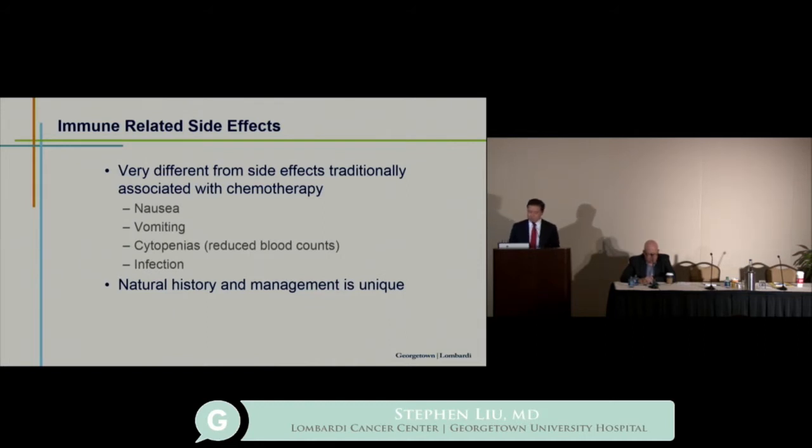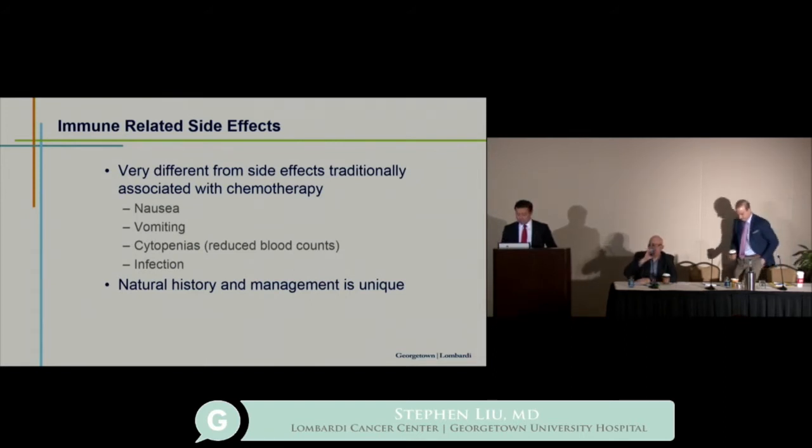In addition, the natural history is quite different. If someone develops nausea with chemotherapy, we know that while we can manage it symptomatically up front, if we wait long enough, that side effect will resolve on its own, whereas an immune-related side effect, if not intervened upon, has the potential to persist and potentially continue to get worse, even if treatment is held.